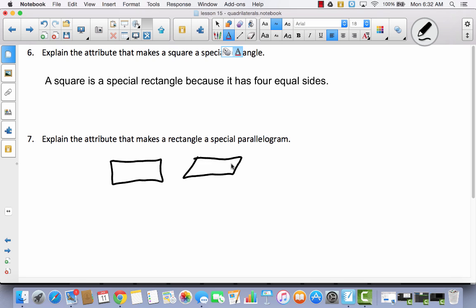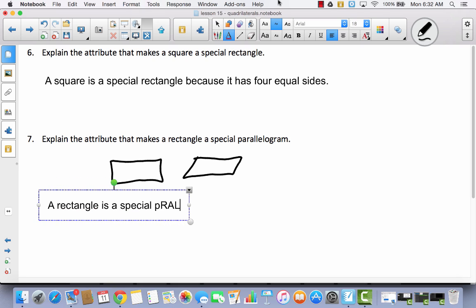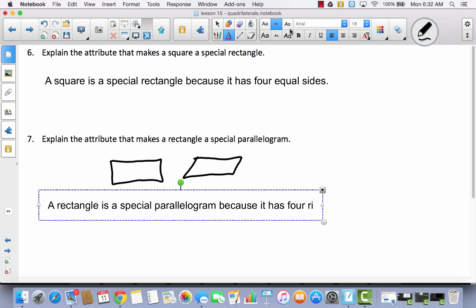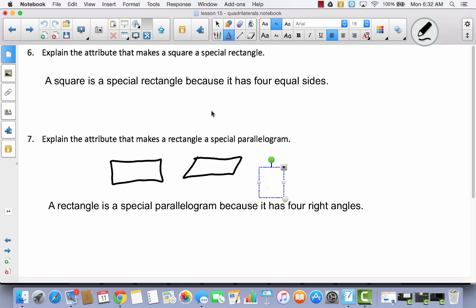Hopefully, you thought to yourself, a rectangle is a special parallelogram because it has 4 right angles. This figure does not have 4 right angles. It has 2 pairs of parallel sides, but it does not have 4 right angles.